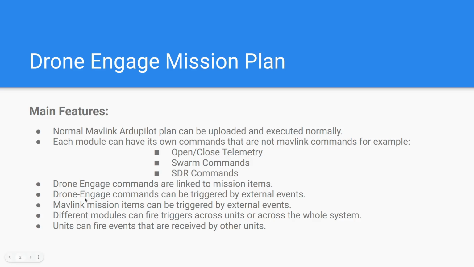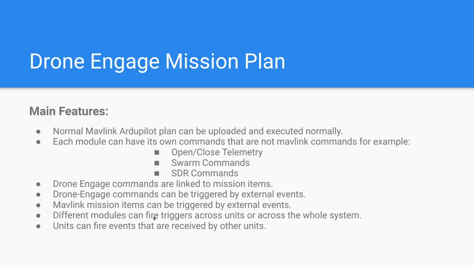And then Drone Engage can be triggered by external events. I mean by external events, other drones or the ground control station can trigger an event, and each drone will take an action based on this event. Or a drone can trigger an event, or send an activation, to activate remotely a mission item on another drone so that they can operate in a synchronized or cooperated way.